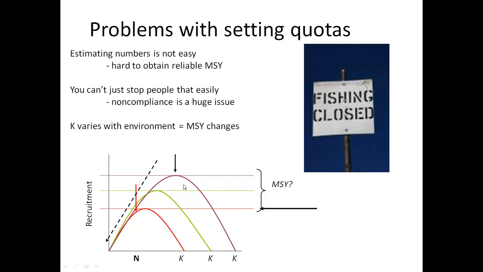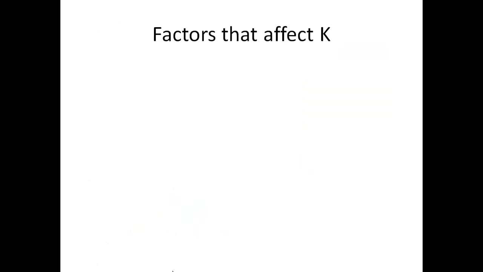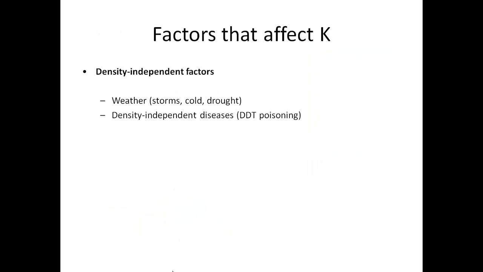Just say the environment changes and is no longer able to sustain as many individuals. We are now going to be extracting fish at a much greater rate than this environment can actually sustain. So what are those factors that actually affect carrying capacity?